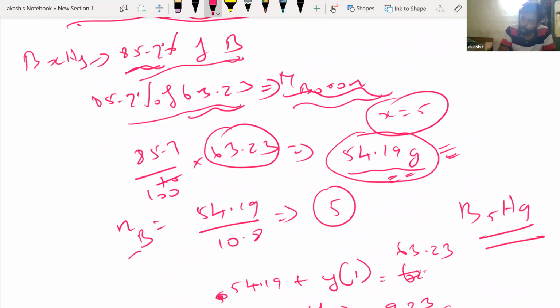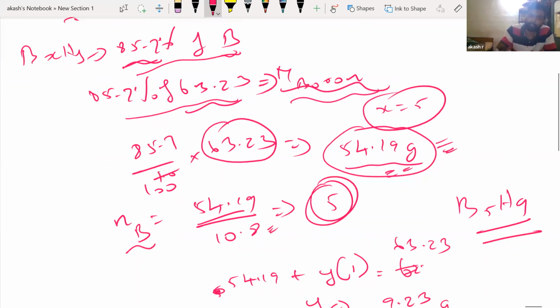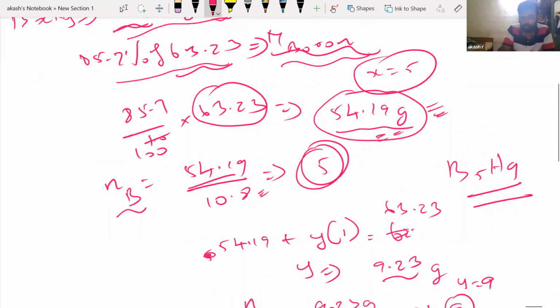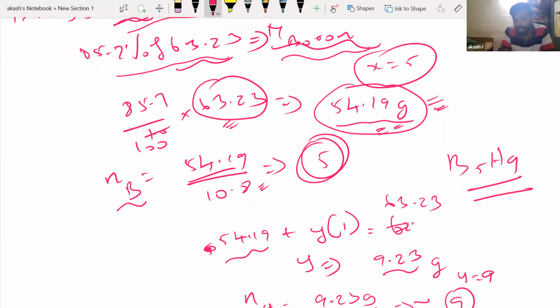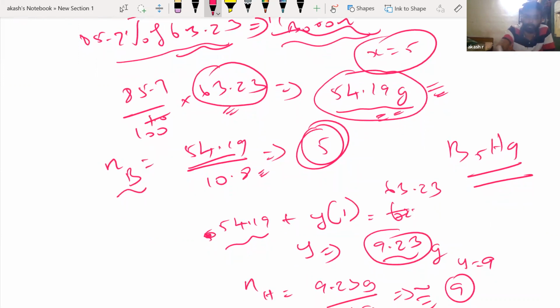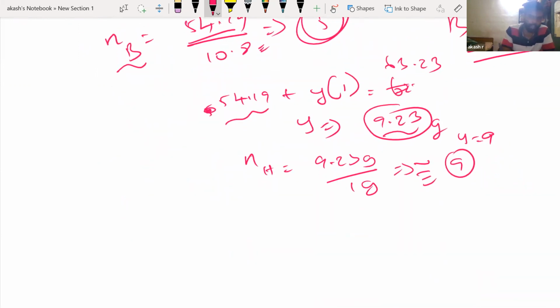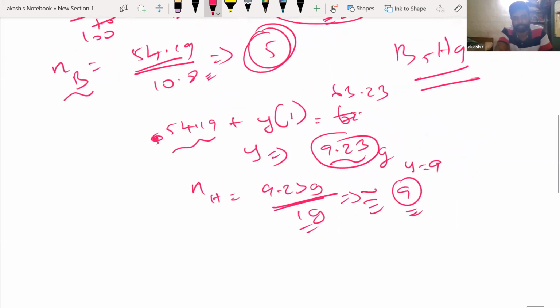And you have to find the number of boron atoms here, right? This mass divided by the atomic mass of boron will give you approximately 5. So we got x equal to 5. Now we know that the total mass is 63.23, out of which 54.19 is the mass of boron. So the rest, 9.23 grams, is the mass of hydrogen. Then you can find the number of moles of hydrogen: this divided by 1, approximately 9. The whole number is what you have to get. We cannot write it as B5H9.23. That doesn't make sense. So it should be B5H9. That's the answer to this question.